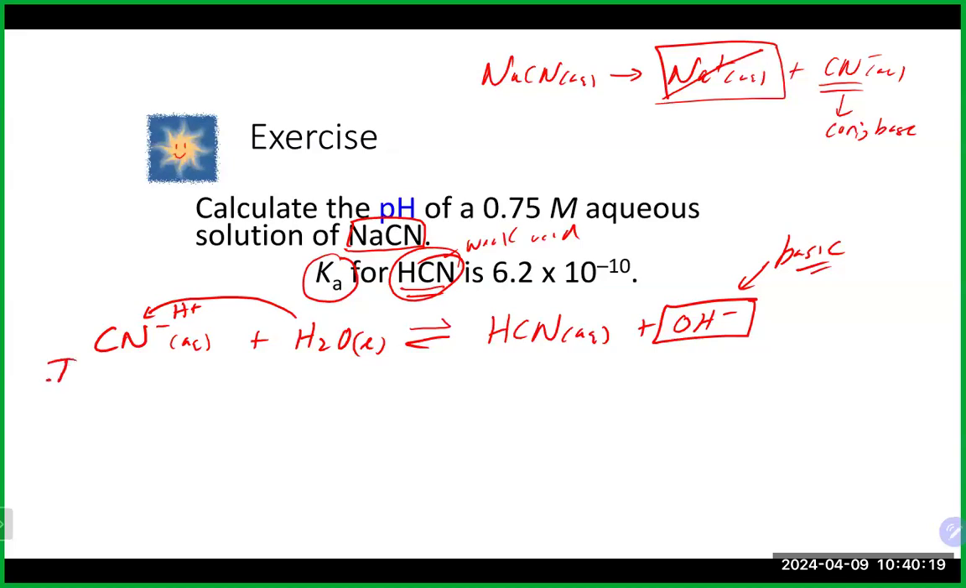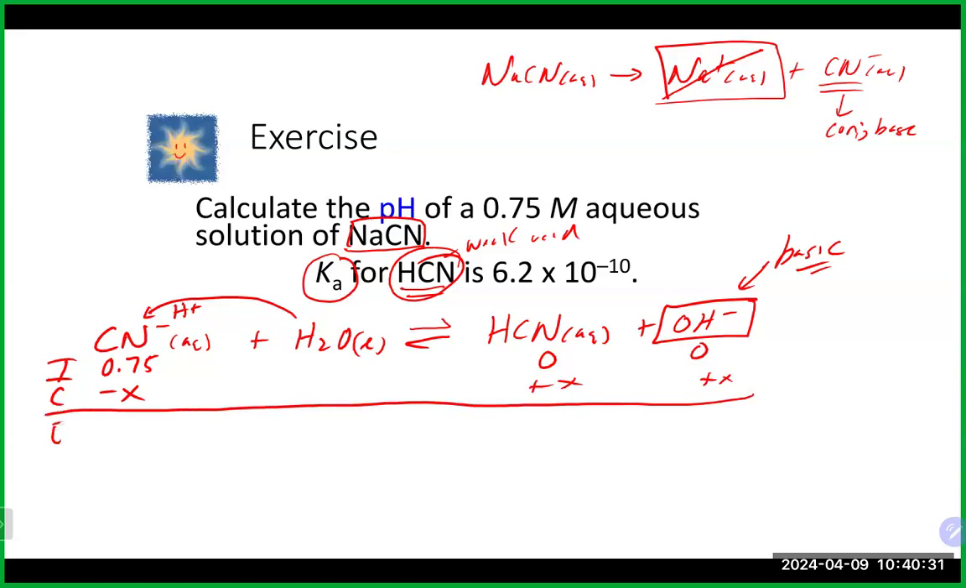All right, so we're going to go with molarity here. 0.75, 0, and 0; minus x, plus x, plus x. So 0.75 minus x, x, and x. Any questions on the ICE table here?